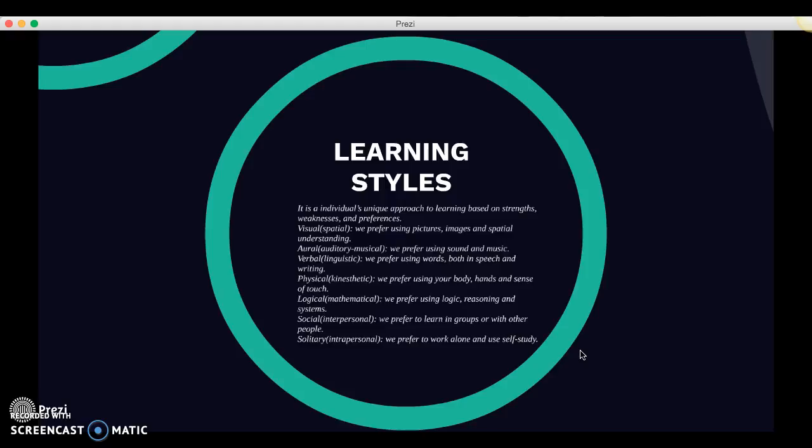Coming to the visual, we prefer using pictures, images and spatial understanding. In the oral, we use sound and music. In the verbal, we use words both in speech and writing. In the physical, we use the body, hands and sense of touch. Coming to the logical, we prefer using logic, reasoning and systems. In the social, we learn in groups or with other people. And the last one is solitary, where we prefer to work alone and use self-study.